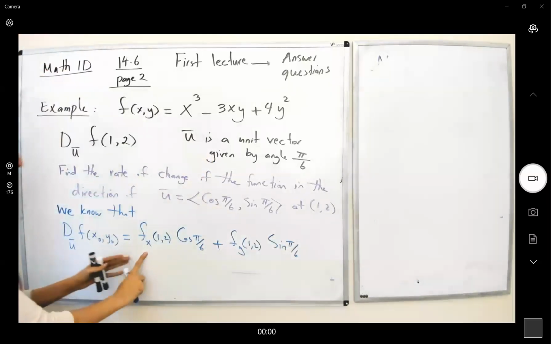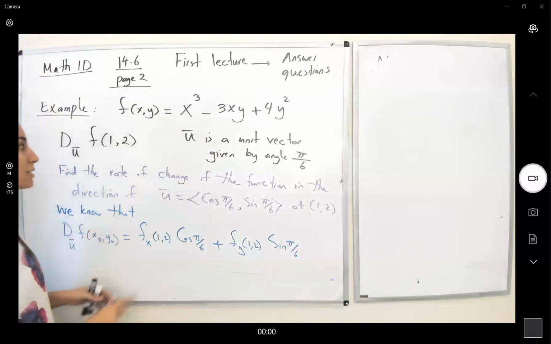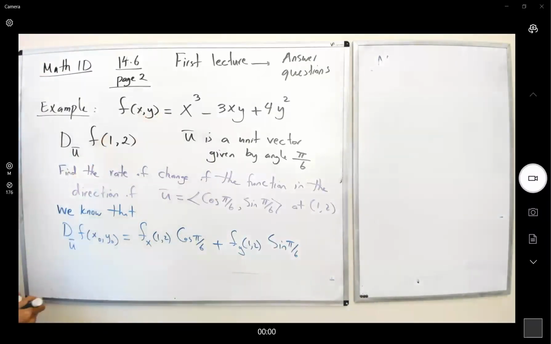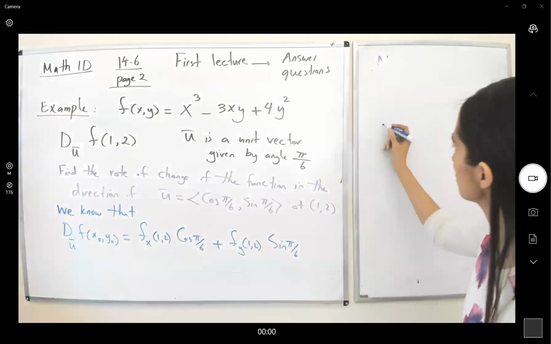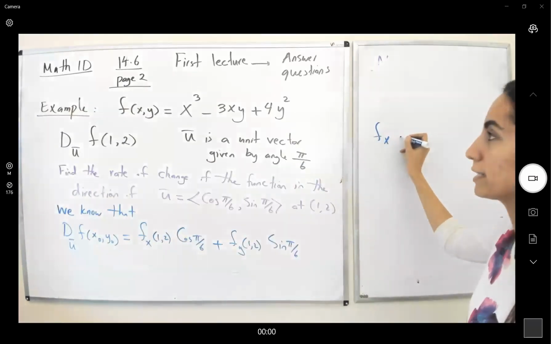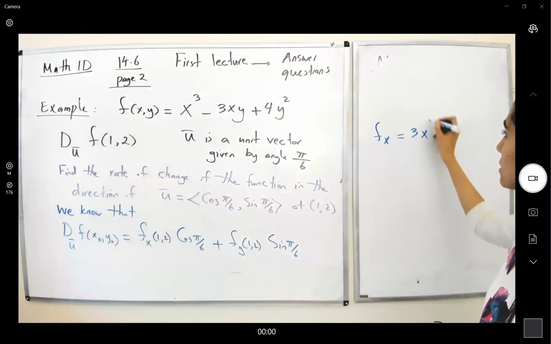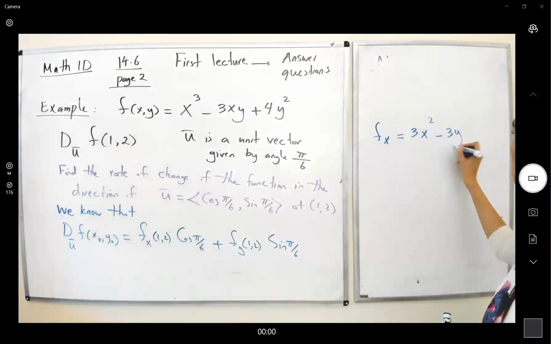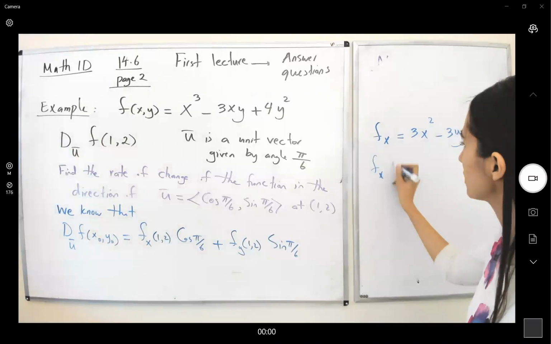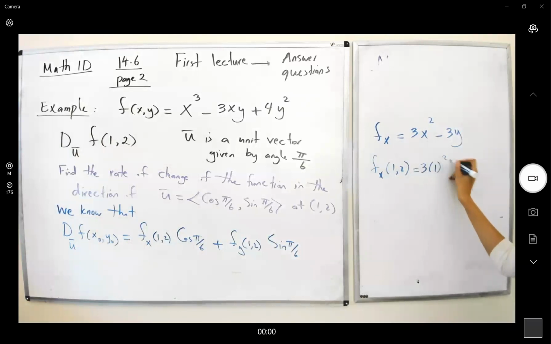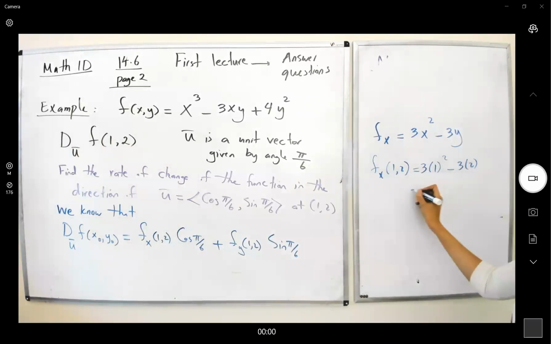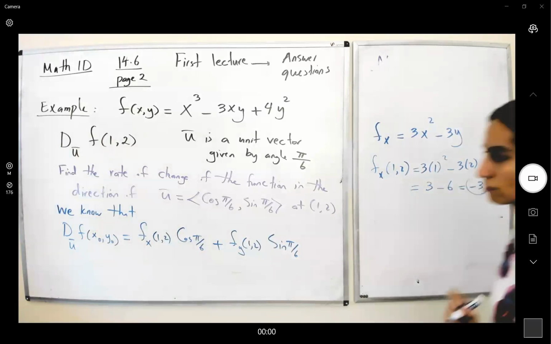Very well, so we need the partial derivative of f with respect to x. The partial derivative of f with respect to x is going to be, let me write it here for you, f sub x is 3x squared minus 3y, and f sub x at (1, 2) means that your x is 1, your y is 2. We get 3 times 1 squared minus 3 times 2, which is 3 minus 6, negative 3.